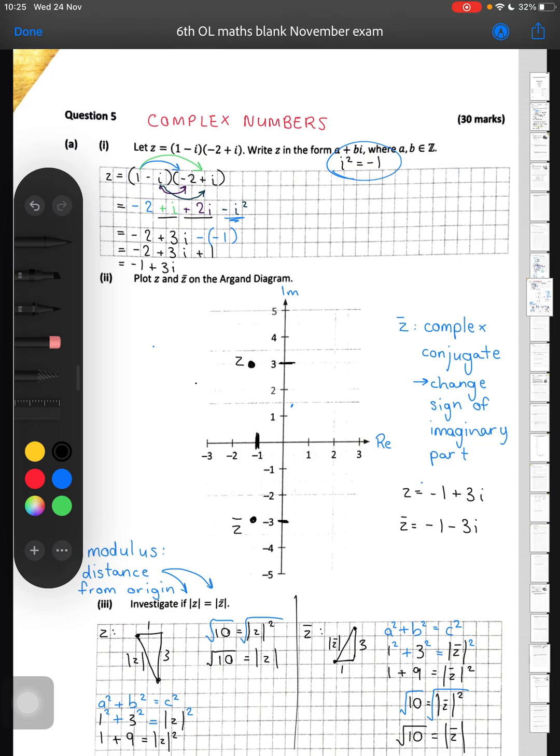Okay, so yes, they are equal. Needs to be written somewhere. Okay, so yes, the modulus of z is equal to the modulus of the conjugate of z, as square root 10 is equal to square root 10.